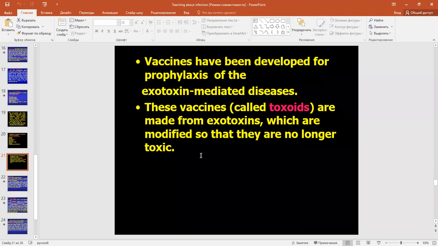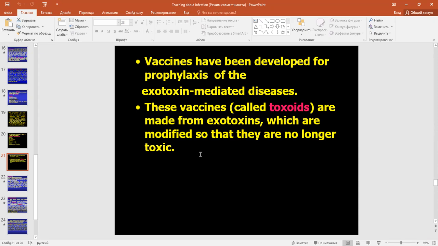Two factors are used. Formaldehyde is used as a chemical factor, and this mixture should be placed in a thermostat. Another factor, physical, is high temperature: 37 degrees Celsius during 38 days. We should cultivate this mixture. After that, toxic centers of these exotoxins are blocked by formaldehyde, but the protein is not destroyed. Finally, we will get the same protein without toxic properties.